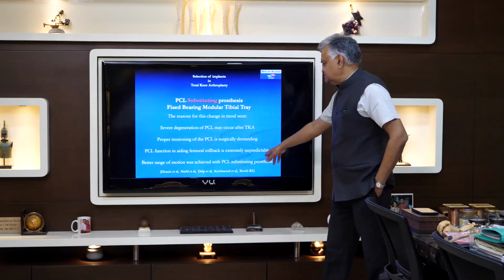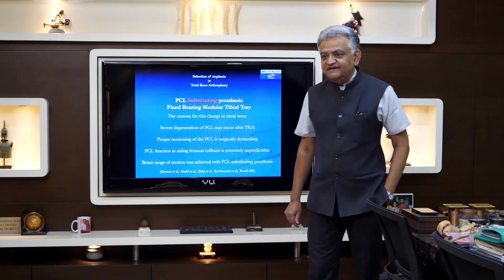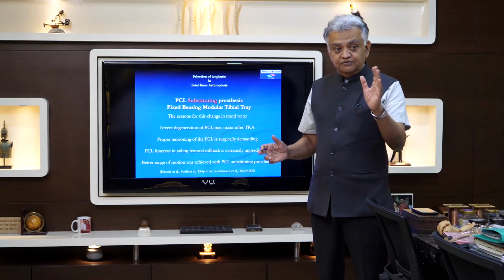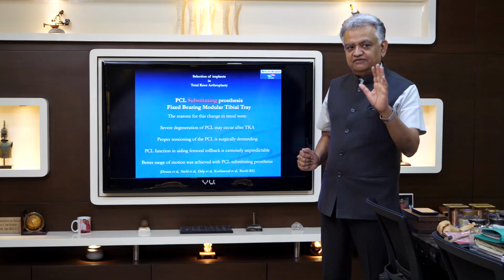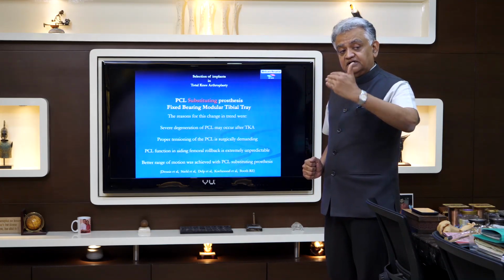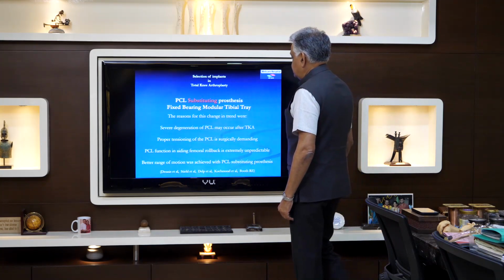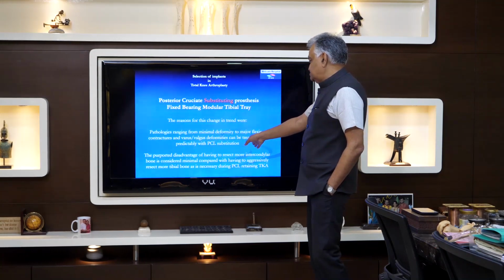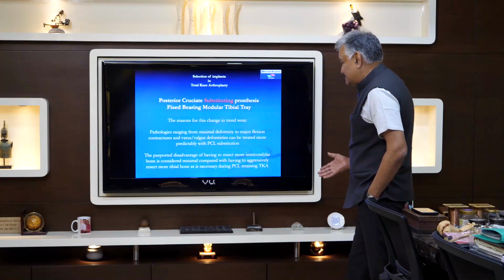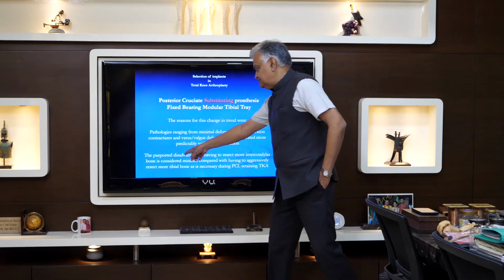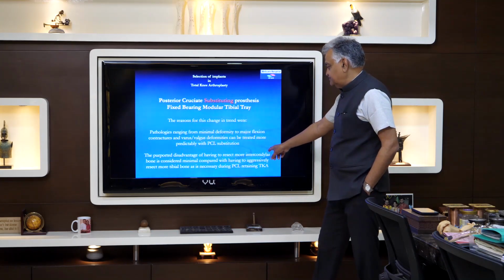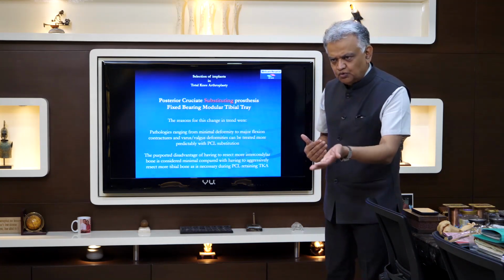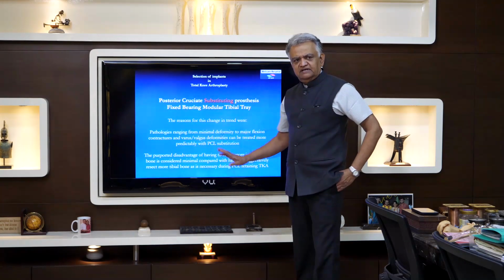And a better range of motion was achieved when using a substituting design with PCL sacrificing. Although I have to tell you, I have gone through those papers, and that better range of motion is not a dramatic difference. But 5 to 10 degrees is also a very important difference, if you consistently can give better flexion by just 5 degrees in your group of patients. Next, please. The reasons for this change in trend were that pathologies ranging from minimal to major contractures can be treated more predictably with PCL sacrificing. And as I told you earlier, the purported disadvantage of having to resect more intercondylar bone started reducing because of the implant designs improving on it, and the advantages were more than the disadvantage. Next, please.